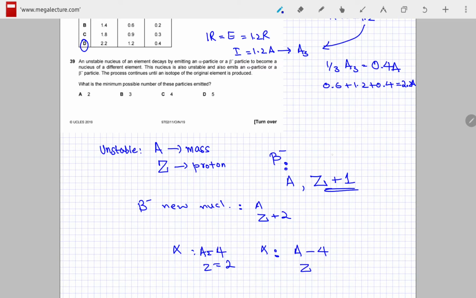Because this is what we had from the first beta decay, then we had the second beta decay, and that became Z plus 2. Now we would have Z plus 2, and because of the alpha particle we would have minus 2, so this becomes Z, right? So the process will end whenever an isotope of the original element is produced. So the process ends over here, which means that there are 3 minimum possible number of these particles that would be emitted. So the correct option is B.